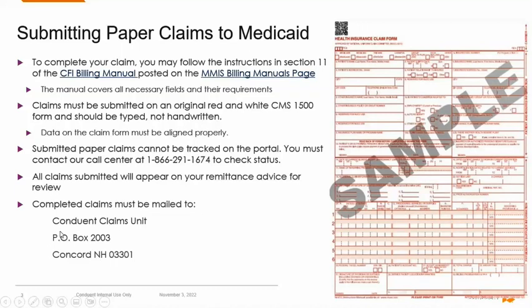All completed claims must be mailed to the Conduent Claims Unit. Our address is right here. It's P.O. Box 2003, Concord, New Hampshire 03301. Does anybody have any questions on the claims form? Nope. Okay.